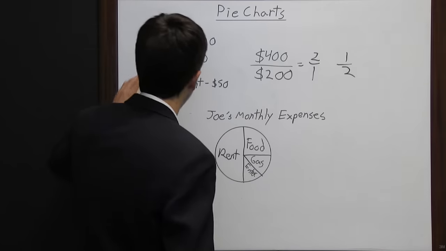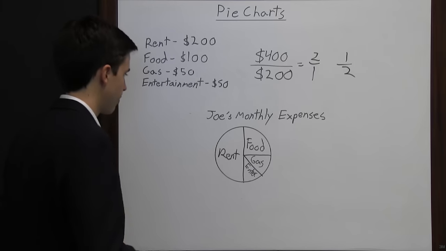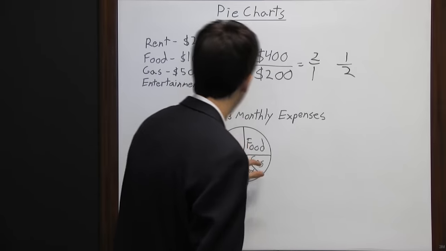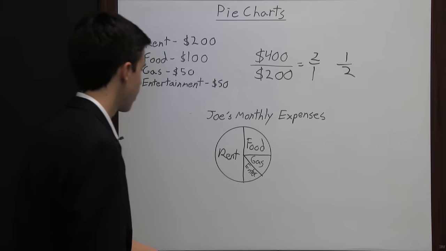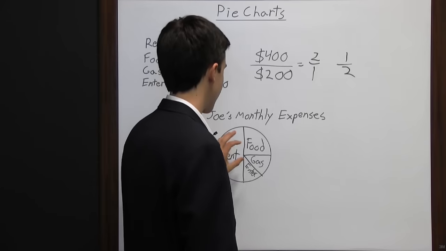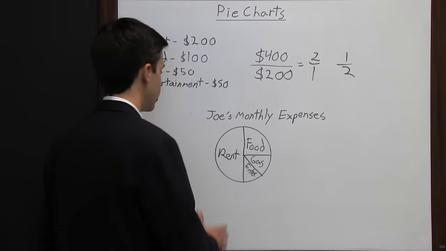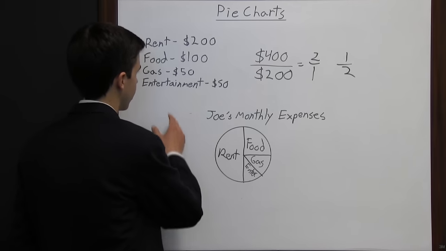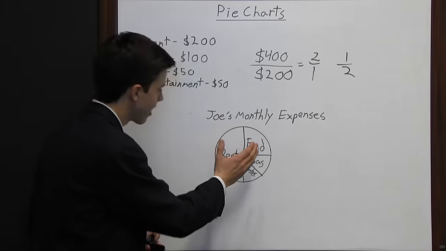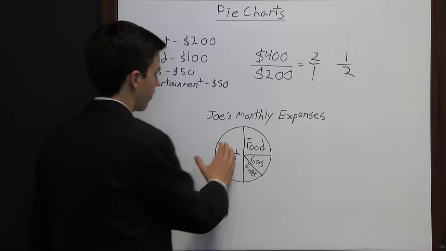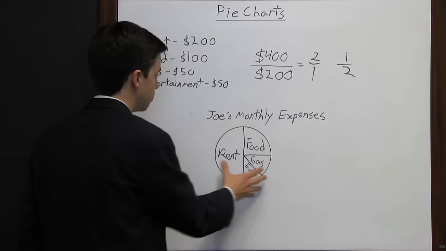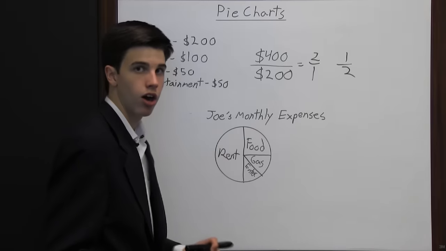Because over here you have money amounts, and that's important because someone may want to know, okay, how much is this person spending on gas? They can look, okay, $50. But what's great about this right here is it helps the reader get a visual understanding of this information up here. It helps them understand in their mind what percentage of the person's income is being spent on what.